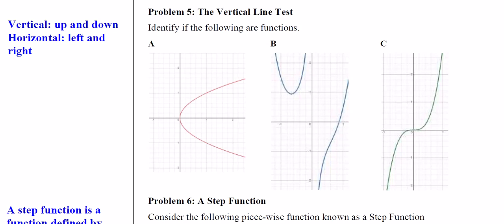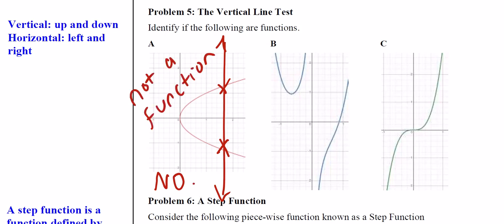It's simple. You just draw a line straight up and down, anywhere you can. And if you hit 2 spots, you lose. You check it. So if I draw this line like this, you notice that I hit this in 2 spots. If I hit it in 2 spots, the answer is no. This is not a function. You lose.